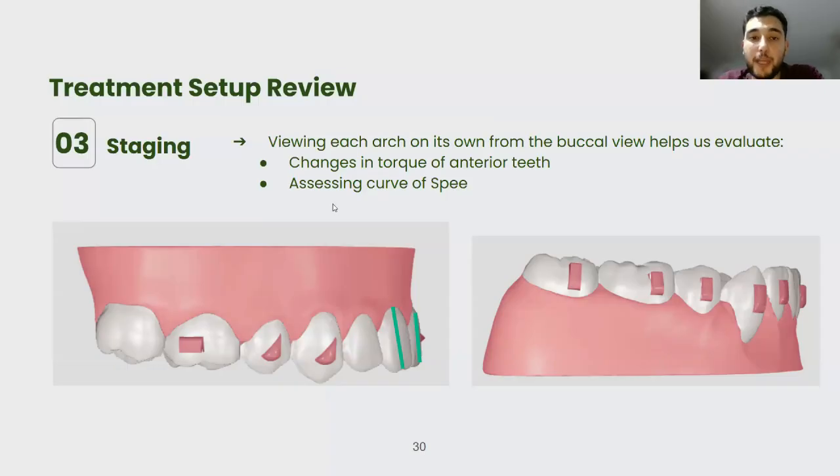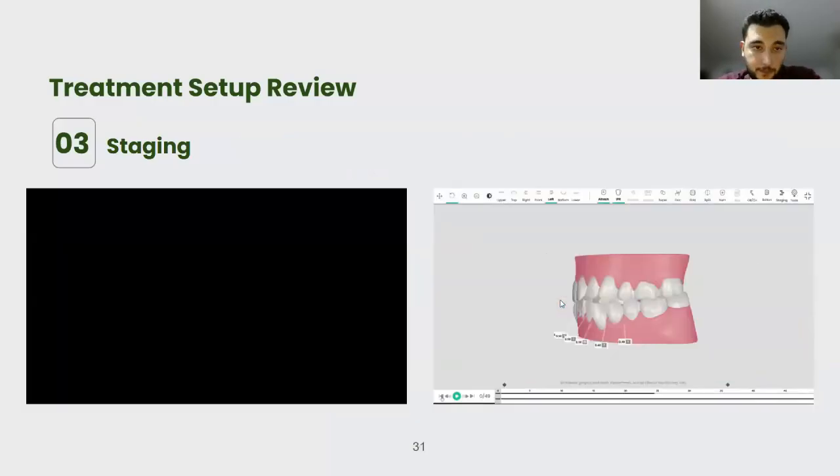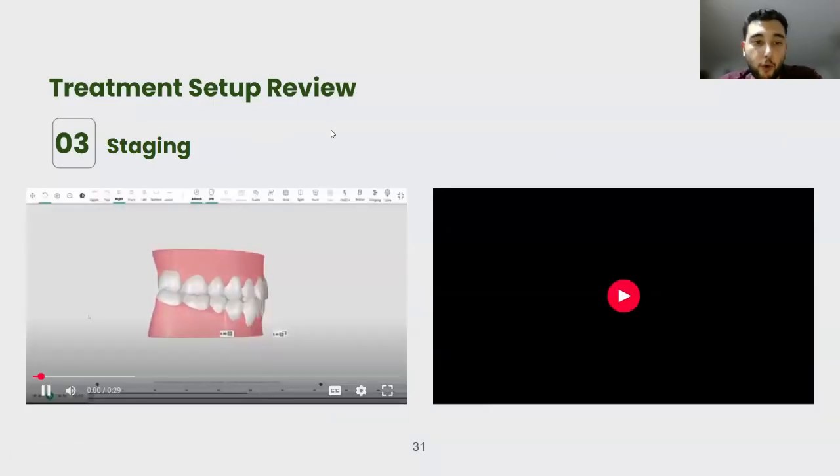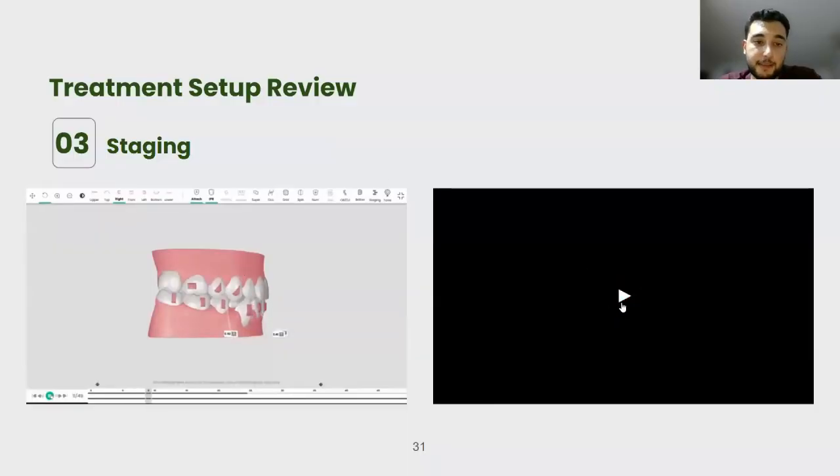Once we check each arch alone, we can also check the curve of Spee, because sometimes we need to reverse or correct the curve of Spee, whether by leveling or reversing it in deep bite cases, to improve the vertical dimension for the patient. So again, I can check all movements from the side views, and I can check it for each arch separately.